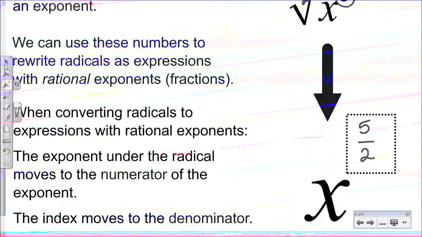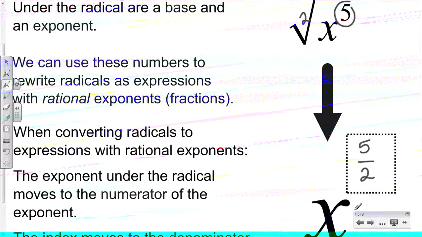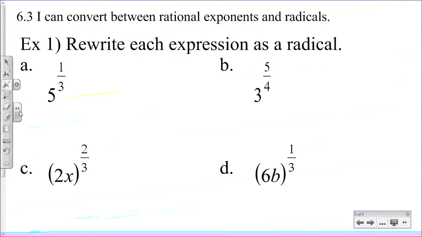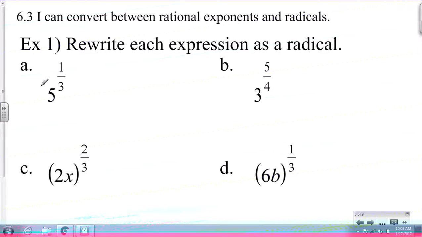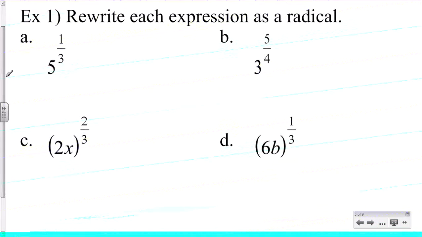So converting from a radical to a rational exponent looks like that. Okay, you could also work backwards. Going from a rational exponent back to a radical, the numerator becomes your exponent, the denominator becomes your index. Now, typically we don't write the 2 in there, but you could if you needed to. Okay, so let's go ahead and try a couple of these. We're actually going to convert from a rational exponent to a radical first.